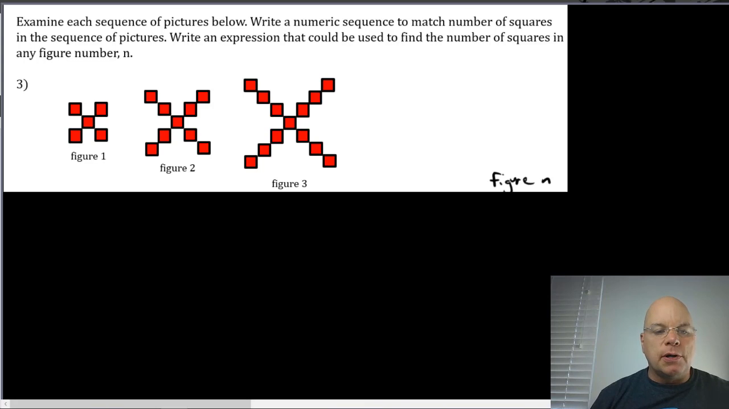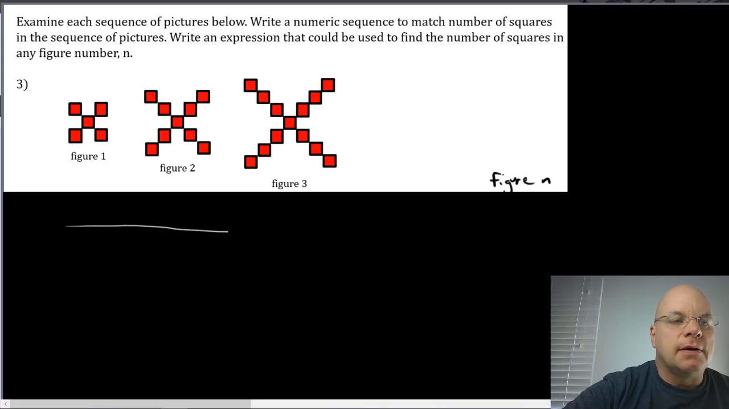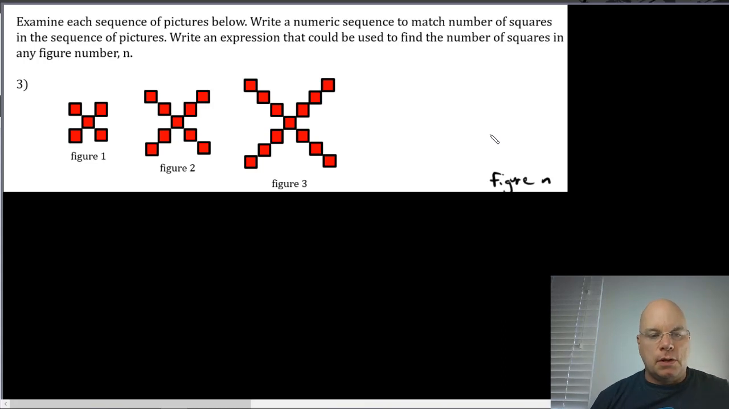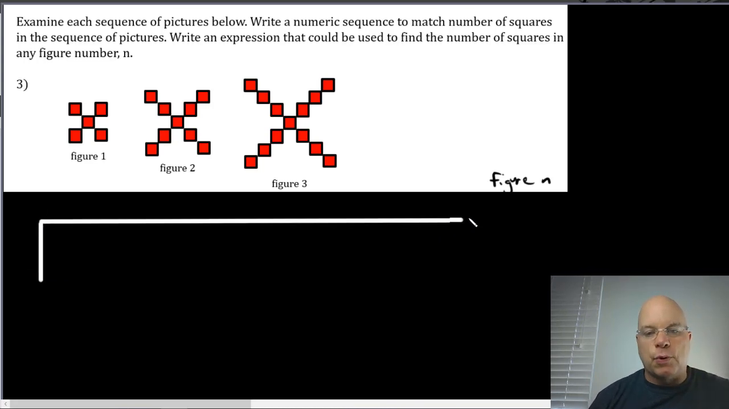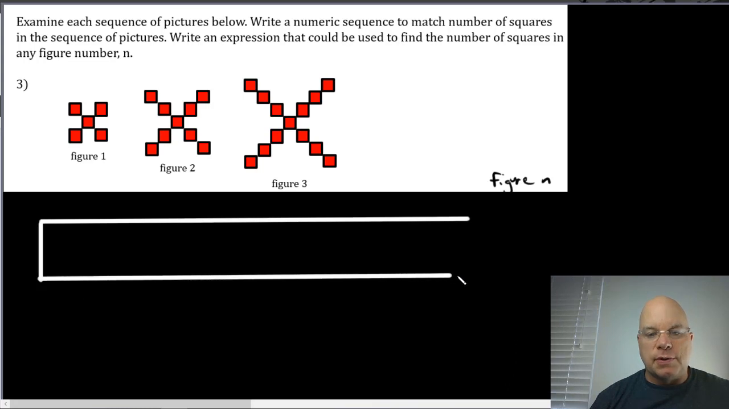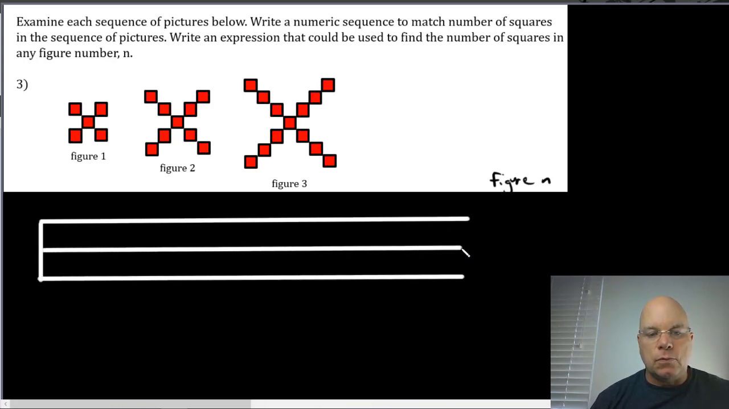If you find it helpful to make a table similar to the ones in problems 1 and 2, you can. I'll show you both ways. You don't need a table necessarily. But this is just like problems 1 and 2.